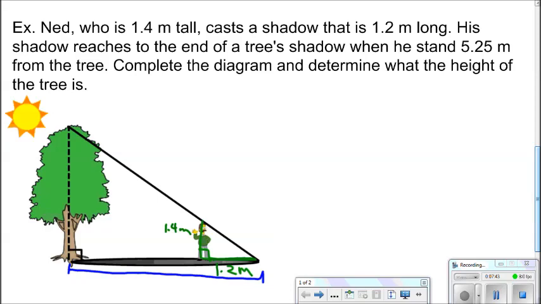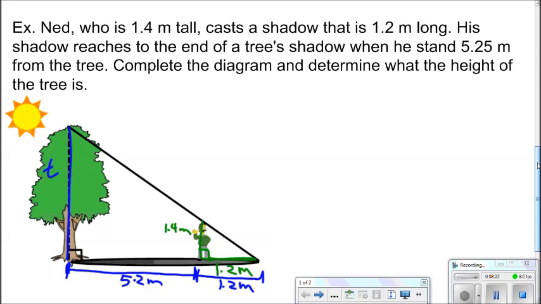And the distance of the shadow, we don't know, but we do know how far away Ned is standing from the tree, and we know that he is 5.25 meters from the tree. So we can easily figure out how long the tree's shadow is altogether if we add those two lengths up. And so we want to know how tall the tree is, and so we're going to use a variable. In this case, we're going to use t, because trees start with t. You could easily just use a question mark again like last time. It's not a big deal.